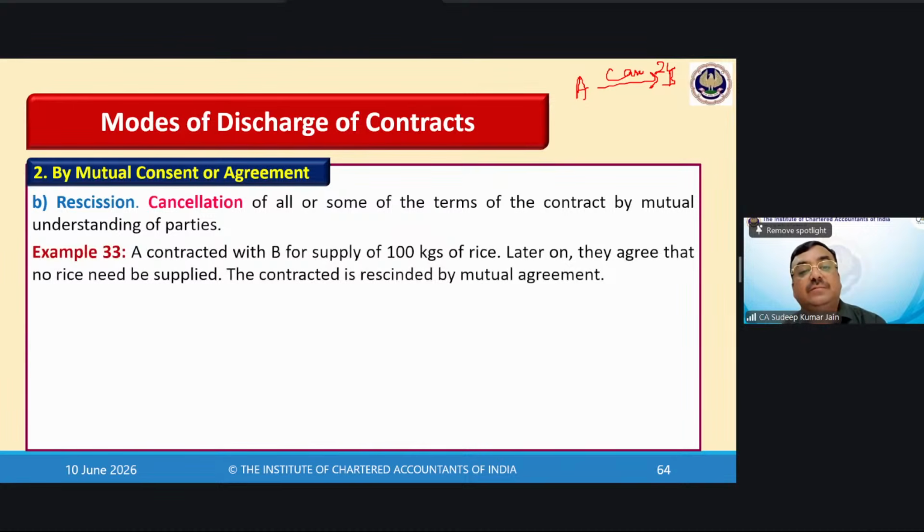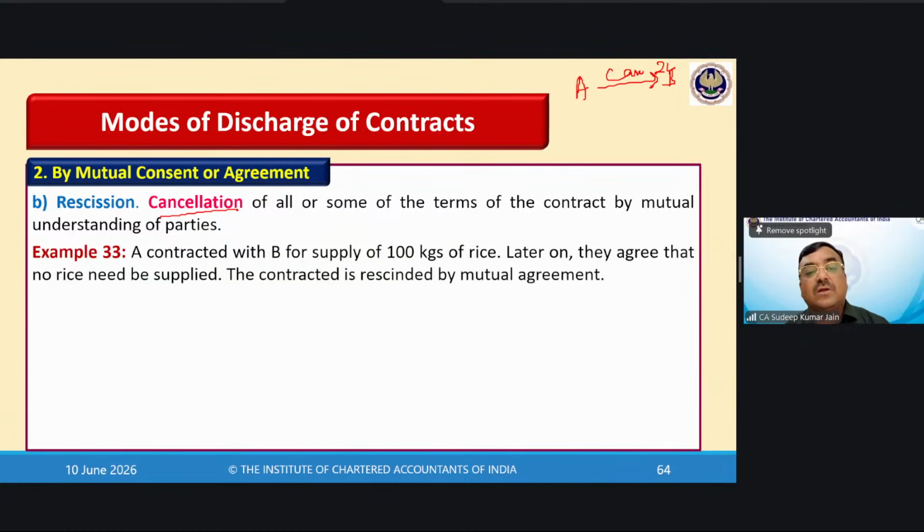Rescission: cancellation of all or some of the terms of contract by mutual understanding of parties. Suppose, in the example I discussed in the previous slide, A and B entered into a contract for sale of a car for rupees 2 lakh. Before the date of delivery, B says, sir, I don't need the car. I want to cancel the contract. A said, okay, cancel the contract. If the contract is cancelled, no party has to perform according to the contract because now the contract is discharged by rescission. This is called cancellation, discharge of contract by rescission.